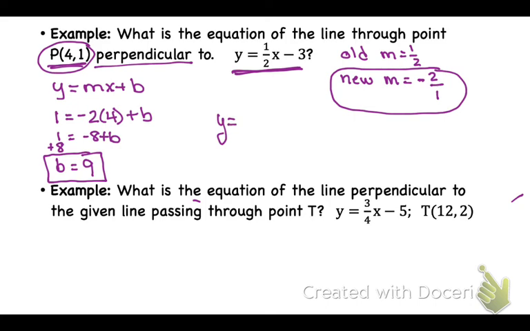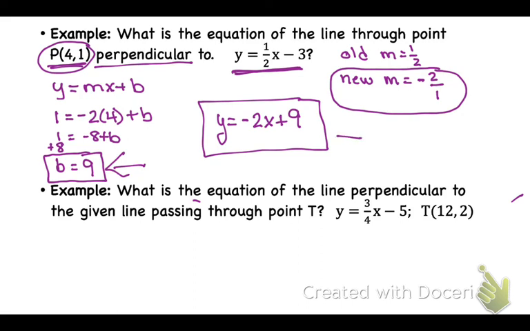Okay, so I have 9 and my new slope, so I write it into y equals mx plus b, correct? My new m is negative 2x, and my b is 9. So when I grade these, I'm not looking for just one answer, I'm looking for what? 1, 2, 3.